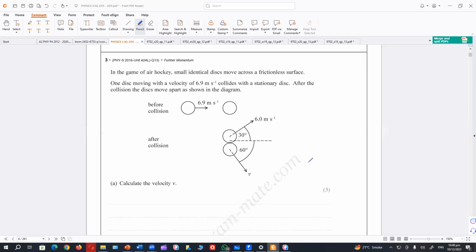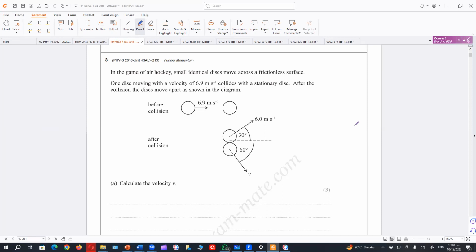This is a question on 2D momentum. In the game of air hockey, small identical discs move across a frictionless surface. One disc moving with a velocity of 6.9 collides with a stationary disc. After the collision, the discs move apart as shown in the diagram. Before collision, one disc is stationary and one is moving at 6.9. Calculate the velocity v. This is called 2D momentum.